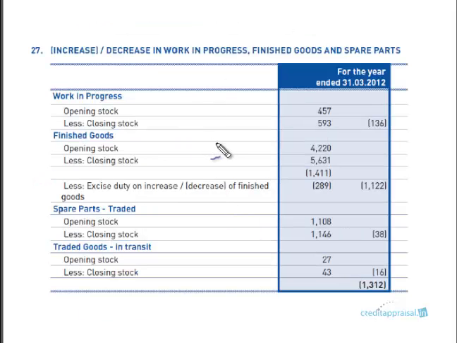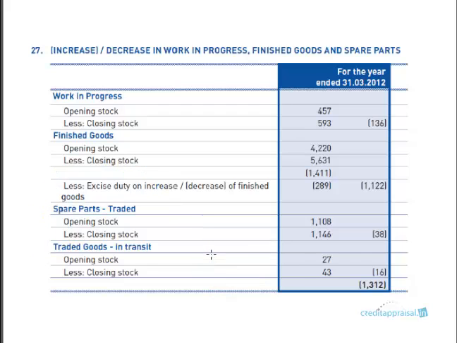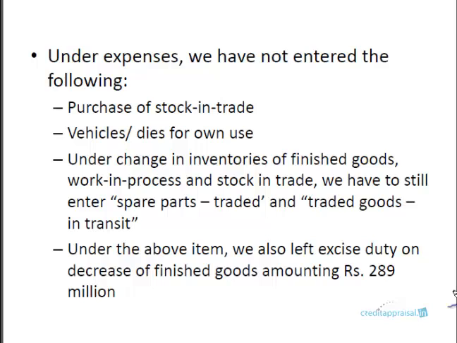So this is the schedule 27. Here we didn't discuss this excise duty on decrease of finished goods, and also this spare parts traded goods in transit. So all this we didn't discuss. So there are totally 4 items which we didn't discuss. So one is the purchase of stock in trade, right? Vehicles dies for own use. And under the change in inventories, we didn't discuss the spare parts traded and traded goods in transit. So we also left out the excise duty part. So these 4 items we will now take up.